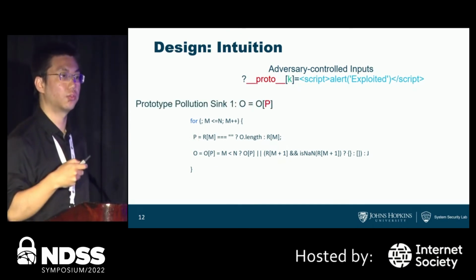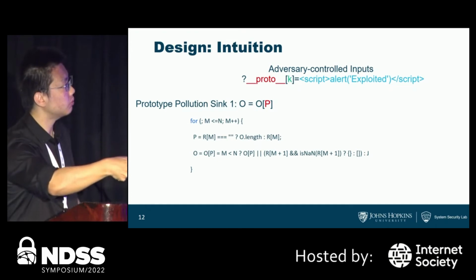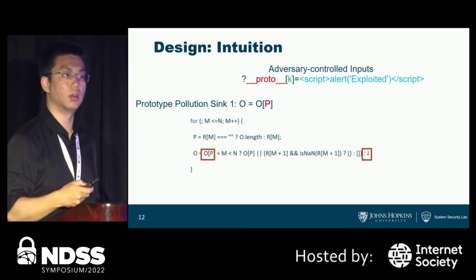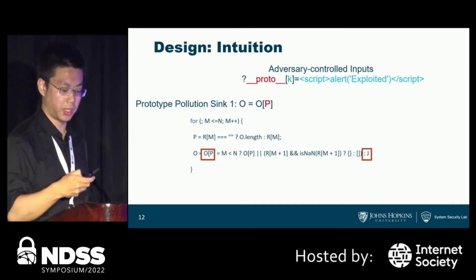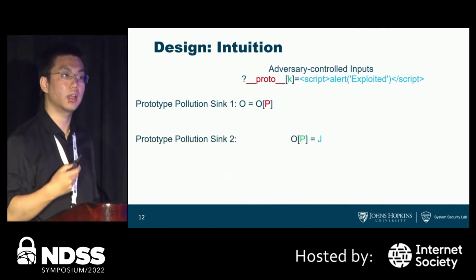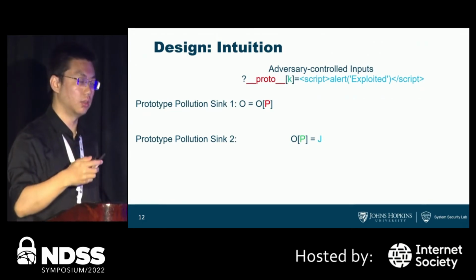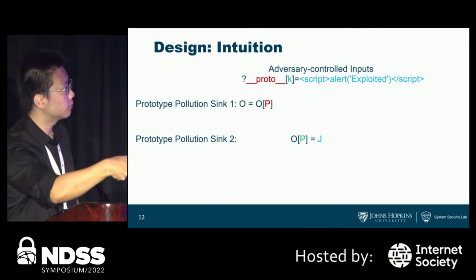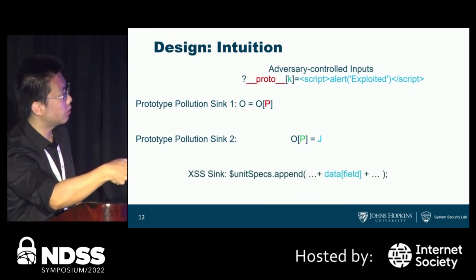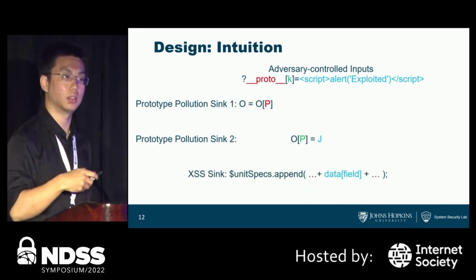We mark it as the first sink function for prototype pollution, namely the object lookup. Then the second one, O bracket P equals J, will be executed during the second iteration. We mark it as the second sink function for prototype pollution, namely the value assignment. Finally, we also append the cross-site scripting sink, which is the append function to this slice.